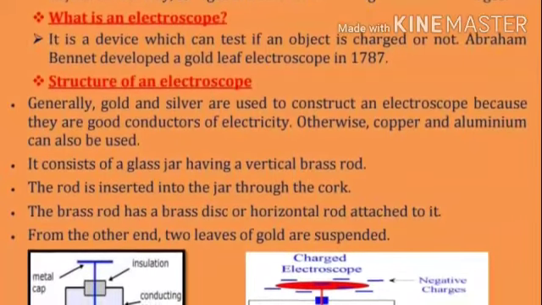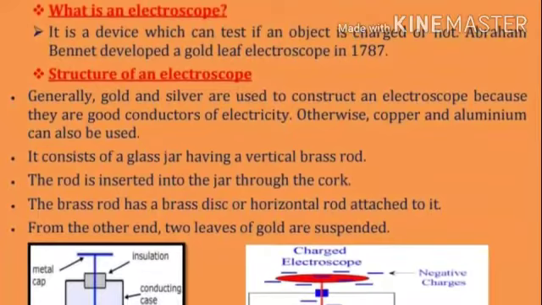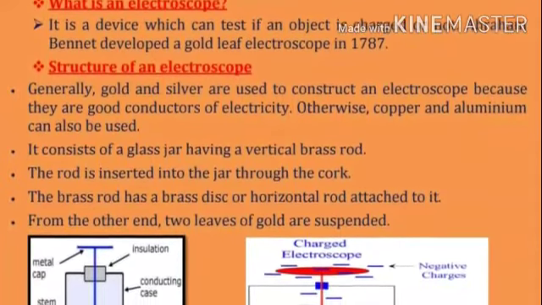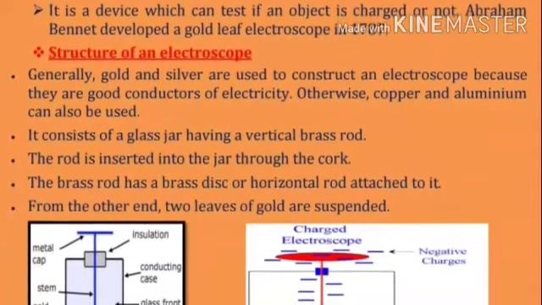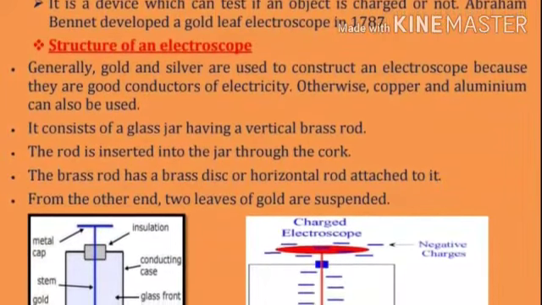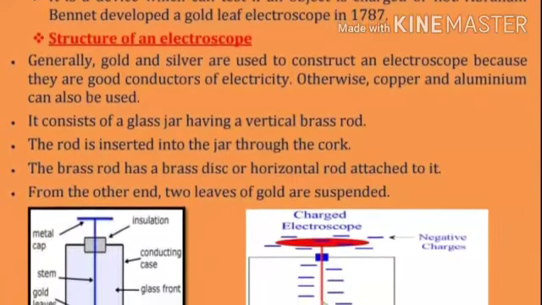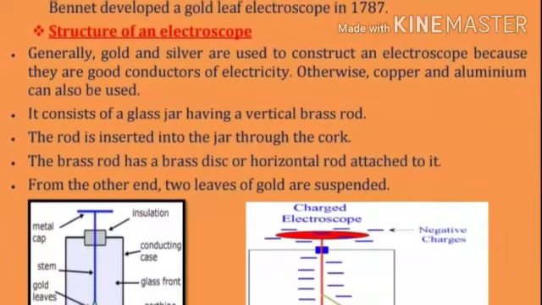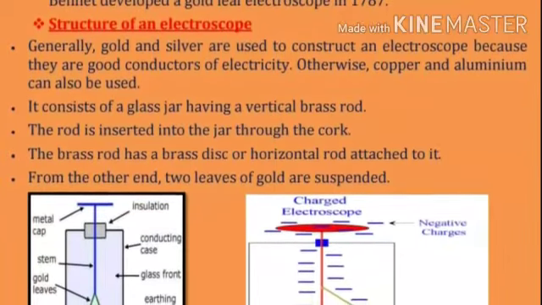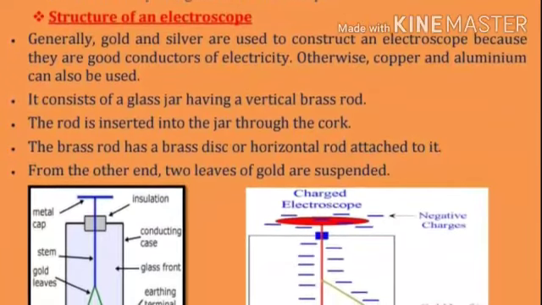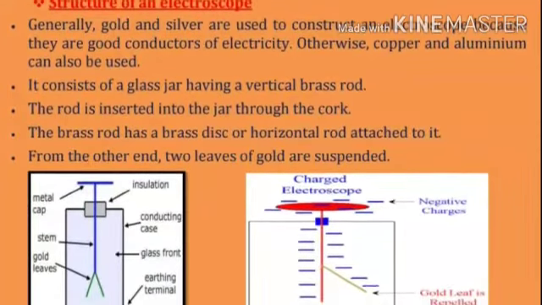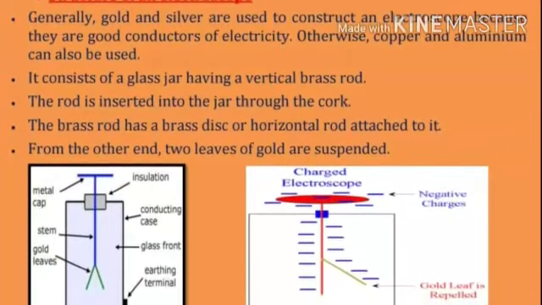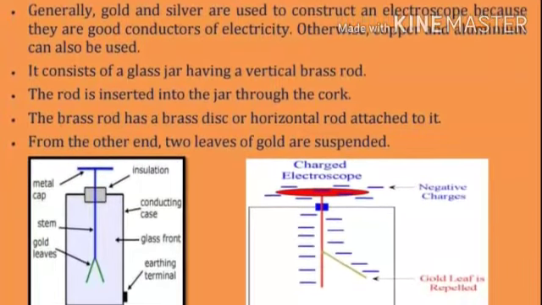What is an electroscope? An electroscope is a device which can test if an object is charged or not charged. Bennett developed a gold leaf electroscope in 1787. The structure of an electroscope: generally, gold and silver are used to construct an electroscope because they are good conductors of electricity. Otherwise, copper and aluminium can also be used.